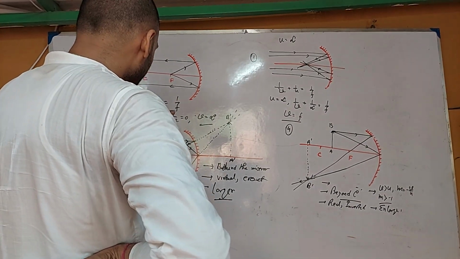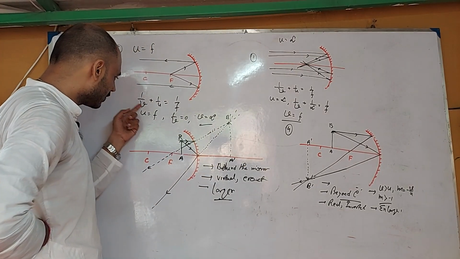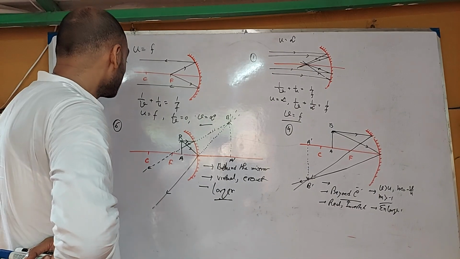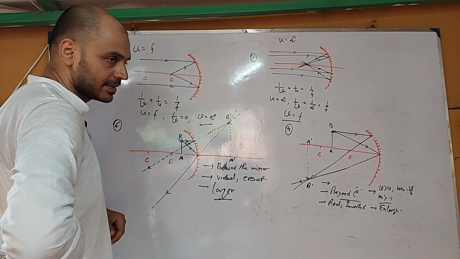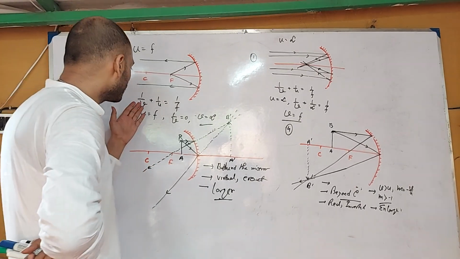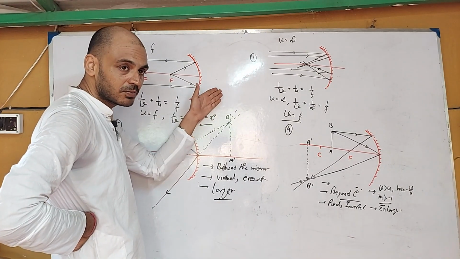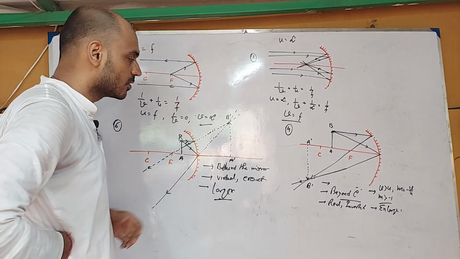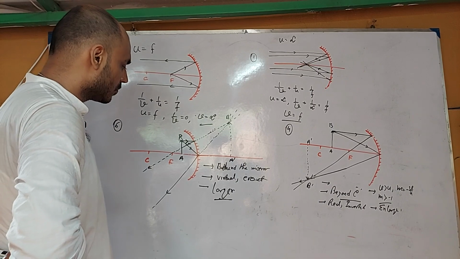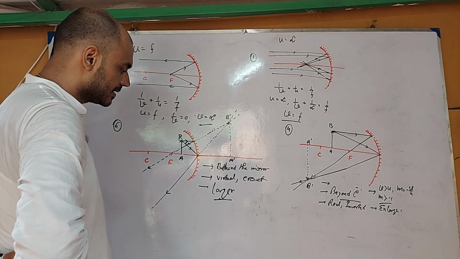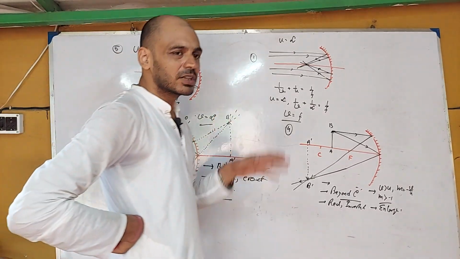If we put the value of u equal to f minus x, and calculate the value of v, then we finally get that the value of v is greater than f. If the value of v is greater than f, then since m is equal to minus v by u, m is also greater than 1. And if m is greater than 1, then the nature of the image is larger. So this kind of situation may happen for the concave mirror.